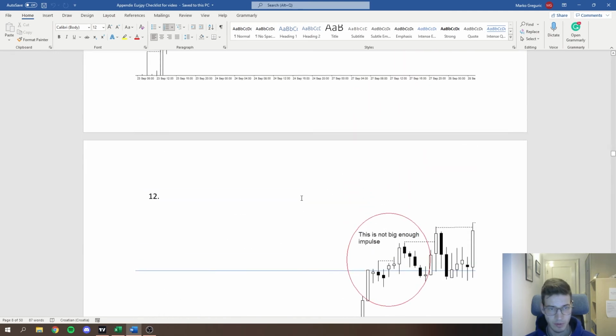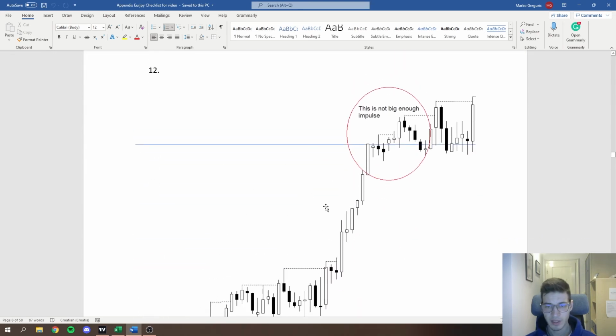Where is number 12? Oh, right here. So this is the setup. We have a trending market, a large impulse to the upside, a small pullback, a small inside bar pullback, and a continuation. One candle impulse continuation. But this is not a big enough impulse for me. It closed okay, but the candle is just not big enough. And if I see something like this, it would be a no trade for this particular setup.